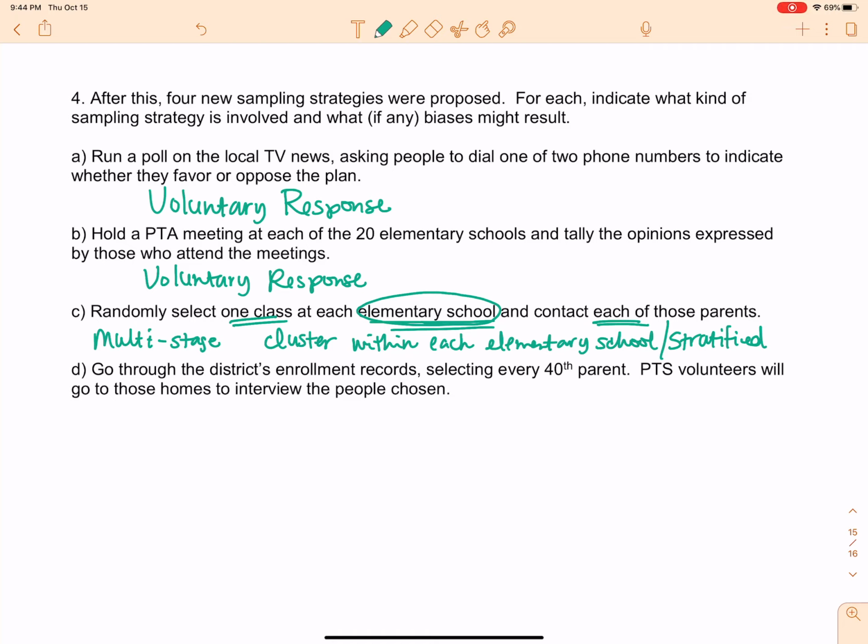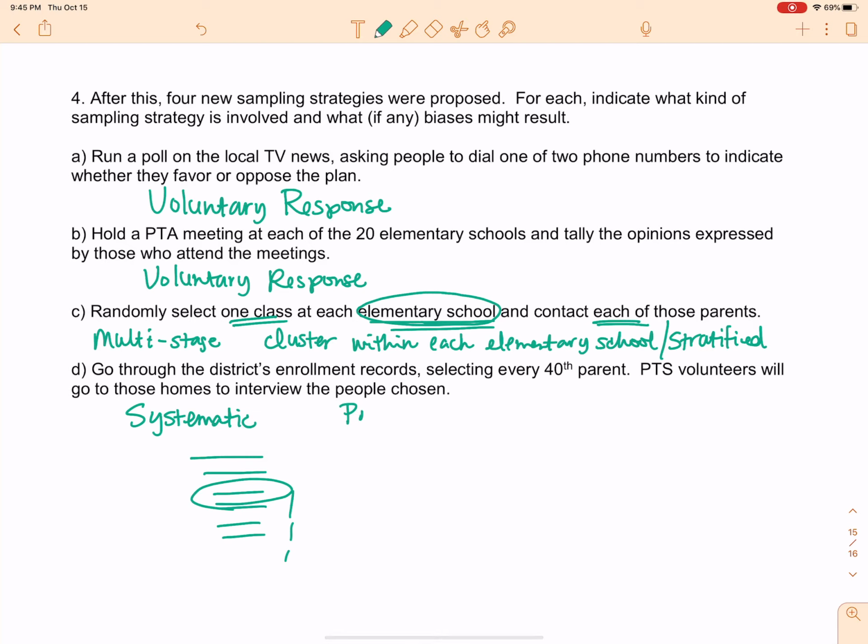All right, now for part D, go through the district's enrollment records, selecting every 40th parent. PTS volunteers will go to these homes to interview people chosen. Okay, this is going to be what we would refer to as systematic, because you're going to get a list of people, okay? So your list of people, and what would make this systematic is you randomly begin somewhere and then take every 40th person. I left that word out when I wrote the question. I probably shouldn't have done that.